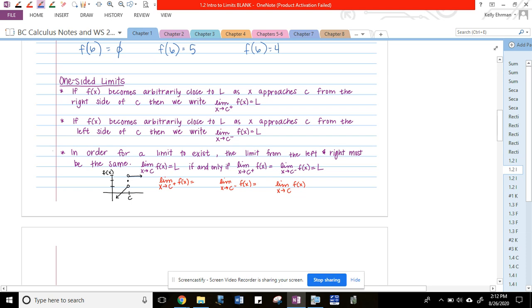This is important, and you use this idea in a lot of multiple choice questions. In order for a limit to actually exist, the limit from the left and right must be the same. And this is an argument we're going to use all the time for what a limit value is or whether or not a limit exists.